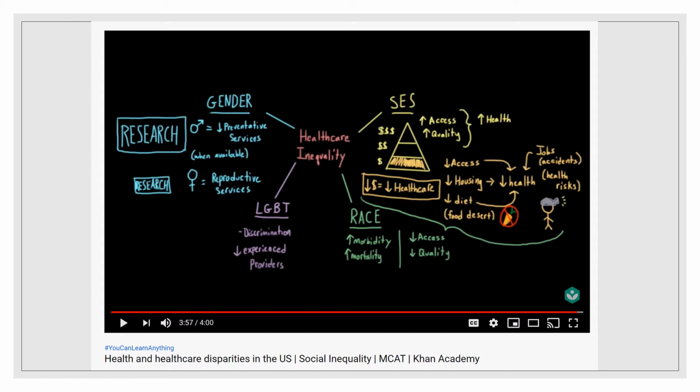Unchecked biases may also cause people who are on the LGBTQ plus spectrum to face discrimination, which can again lead to decreased quality of care. And in this video, they mentioned that in particular, clients that are transgender may have a hard time finding healthcare providers who have previous experience working with people who are transgender, and fear of discrimination may lead these clients to avoid healthcare services even when they really need them.